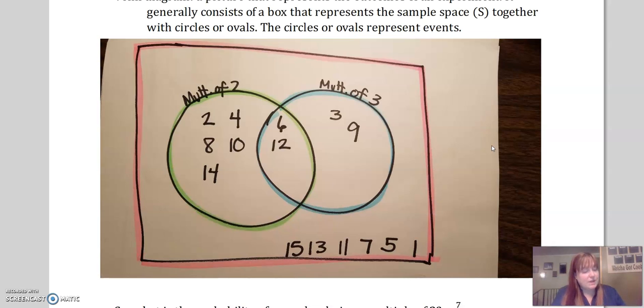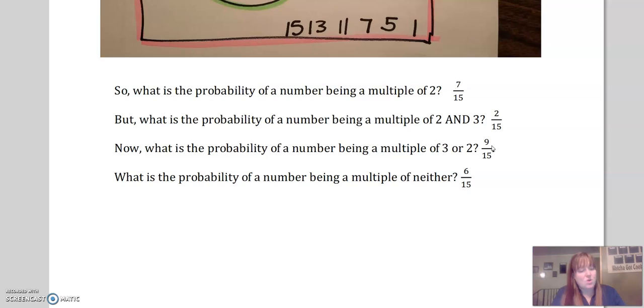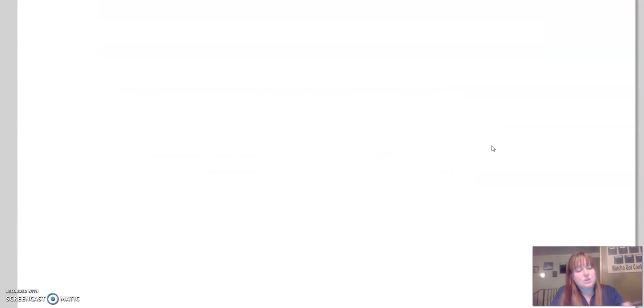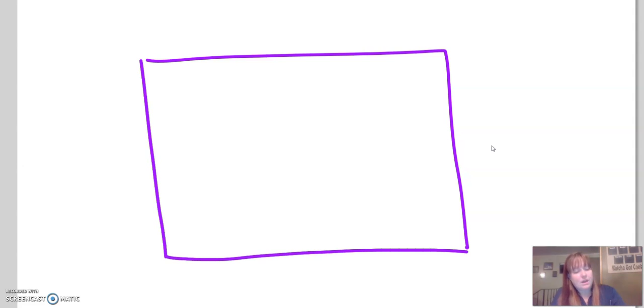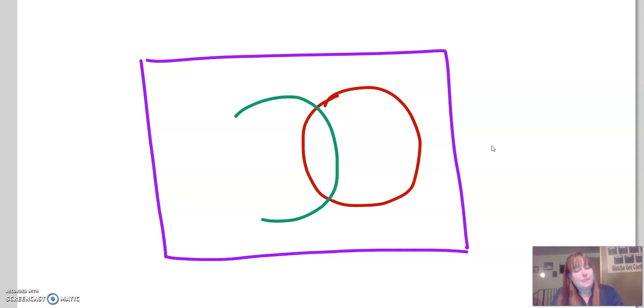And I have a picture right here, but I'm going to go ahead and draw my own down here so you guys can see it. So a Venn diagram always starts out with a square. Okay. And then we have circles for each of the possible events. Okay. And these circles are going to intersect because a number can be a multiple of 2 and a multiple of 3. For example, 6 is a multiple of 2 and 3, so it's going to be in the middle.